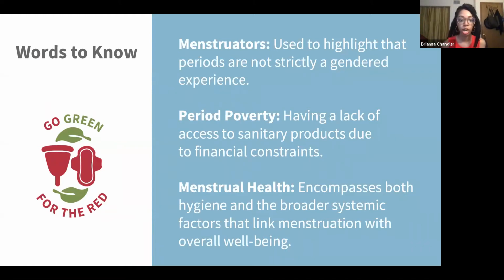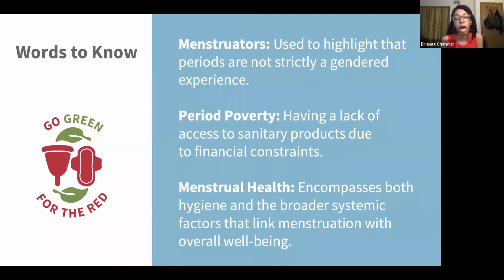So words to know. Menstruators. While the majority of people who menstruate are women, it's important to remember that there are people across the entire gender spectrum who do as well. Therefore, it's important that we use gender neutral language whenever possible while talking about menstrual health and period poverty. Period poverty is simply defined as a lack of access to menstrual products because of financial restraints, and this ties directly to the next term, which is menstrual health.